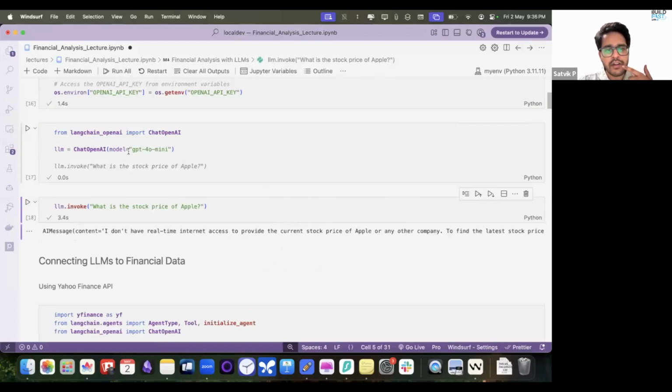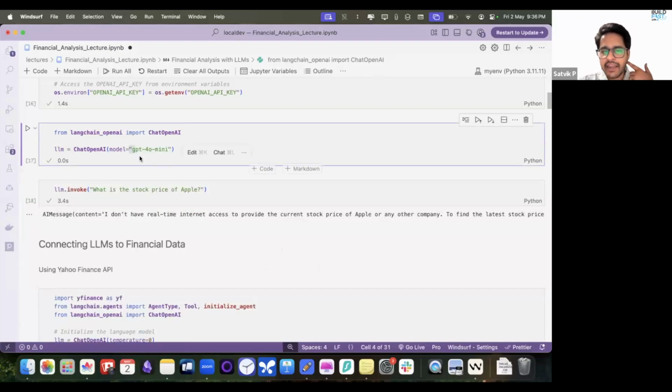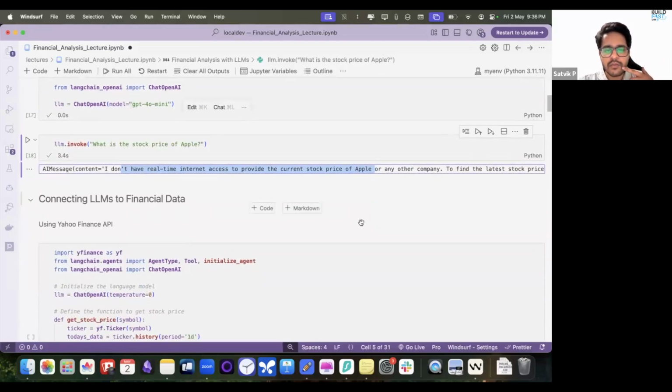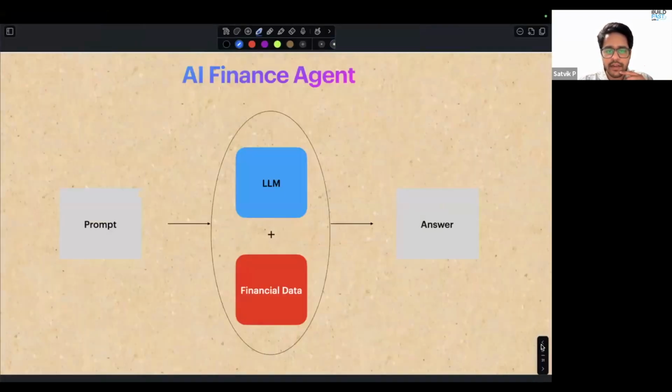So this model is telling that I do not have real-time access to the internet, so I cannot give access to stock market data. So what we'll try to do is create a very simple AI agent that does something like this. Let me show you the diagram.